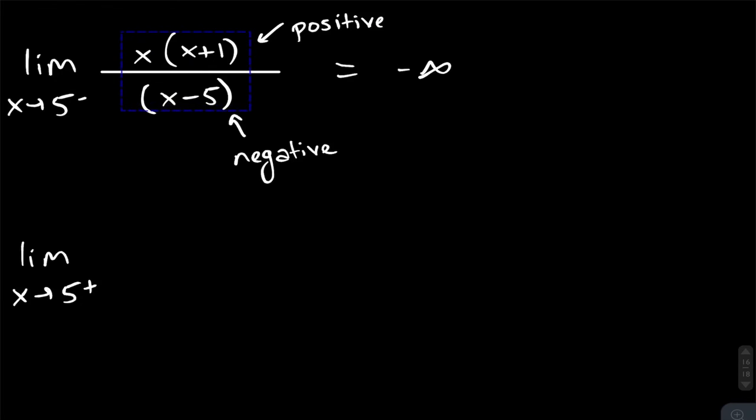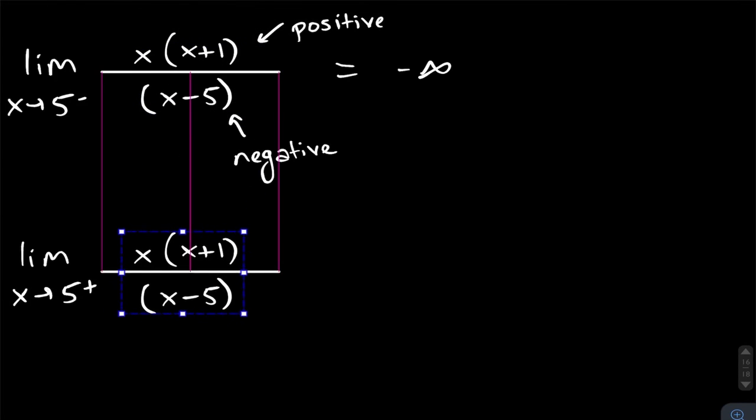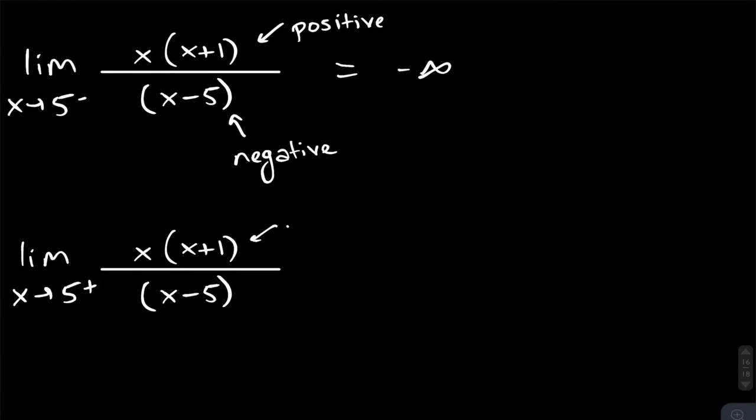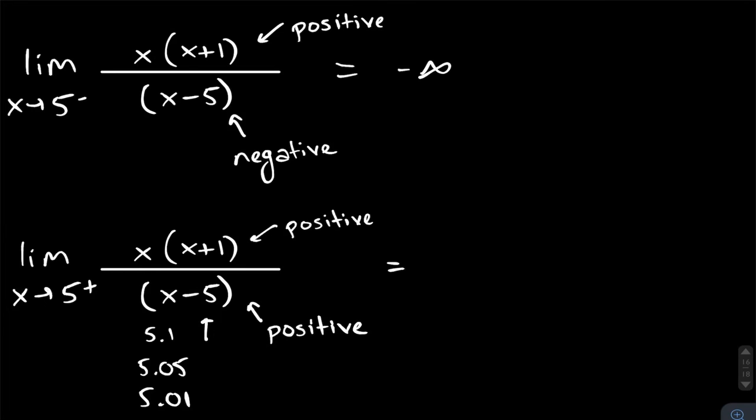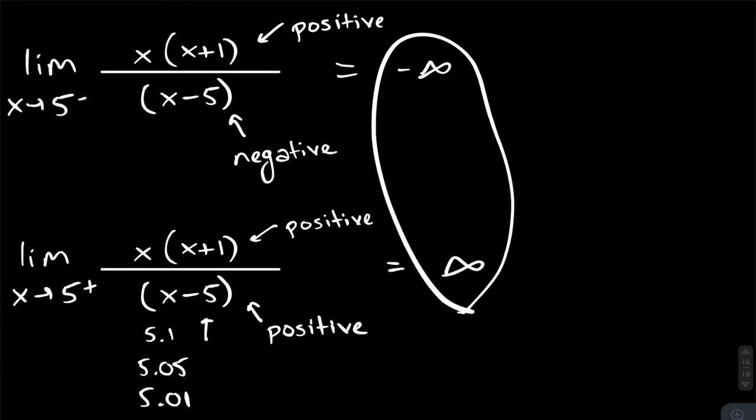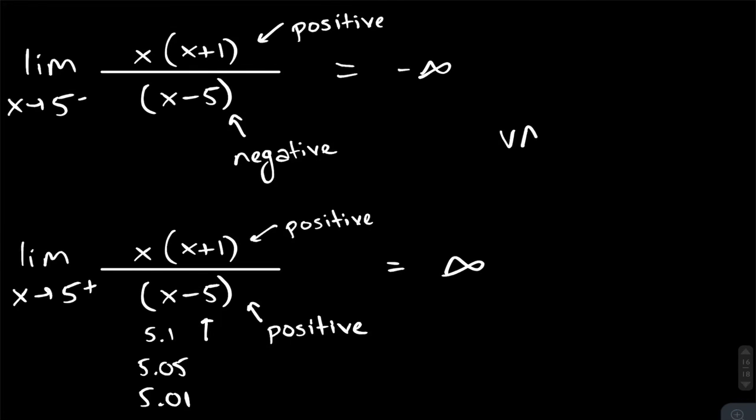Okay, but let's try this exact same thing, but now from the positive side of 5. Nothing changes in the numerator here. We still have something positive. The only thing that will change is the denominator. Now we're talking about values of x that are just a little bit larger than 5, like 5.1, 5.05, 5.01. And so instead of getting negative numbers in the denominator, you'll get positive numbers. And so rather than going to negative infinity, you're going to go to positive infinity. So here we get an infinite discontinuity, which means there is a vertical asymptote at x equals 5.